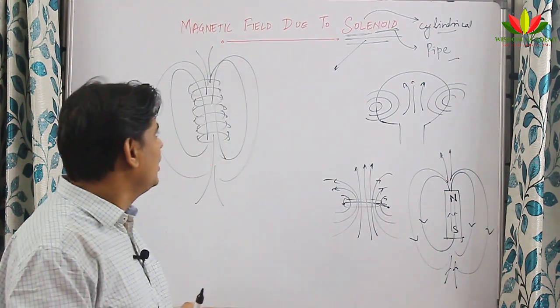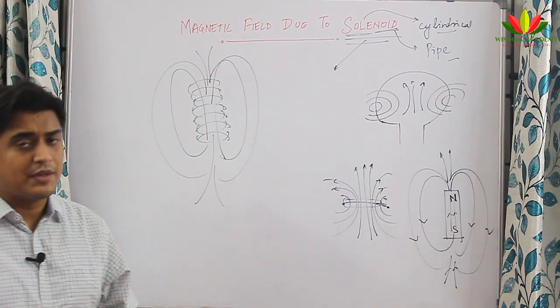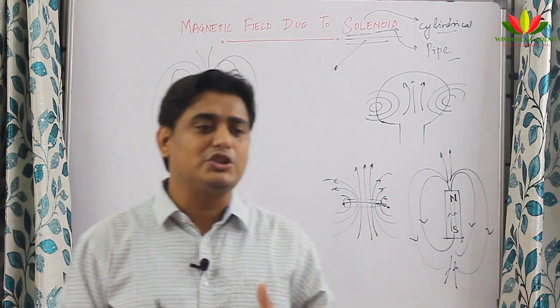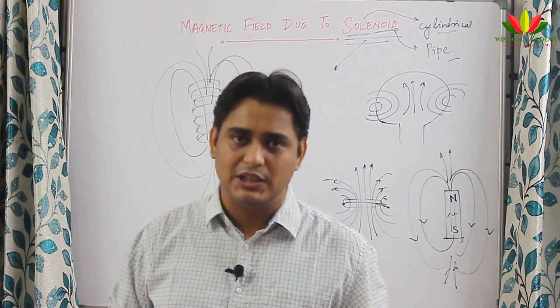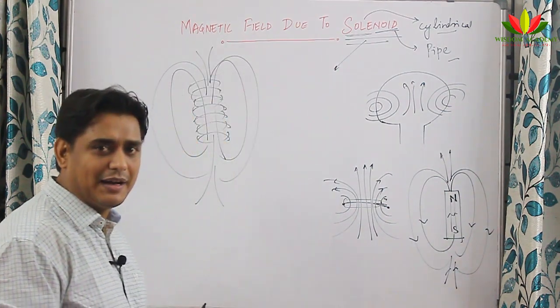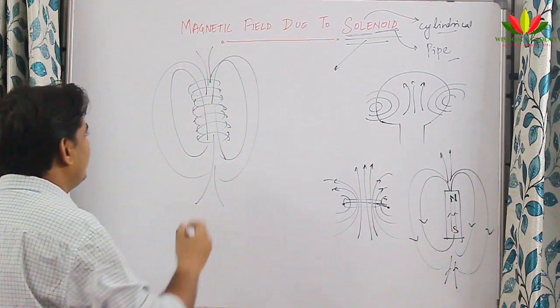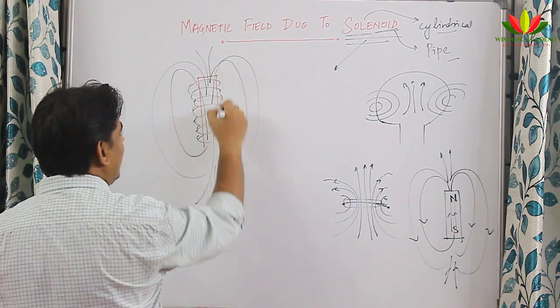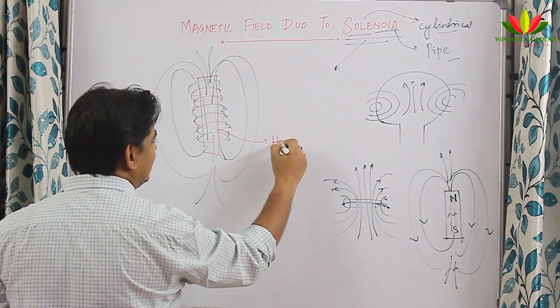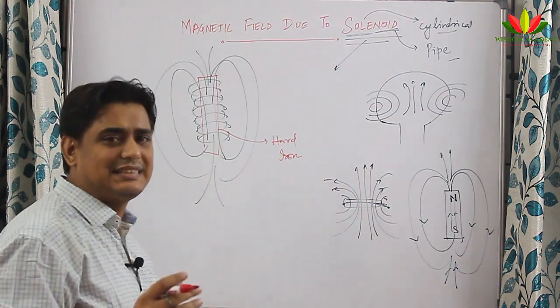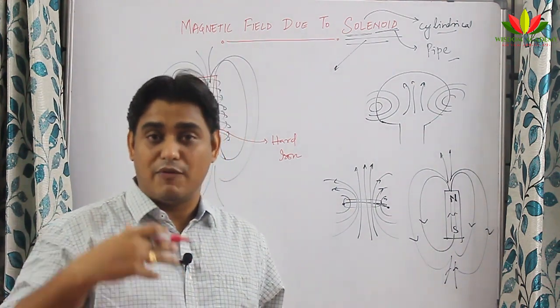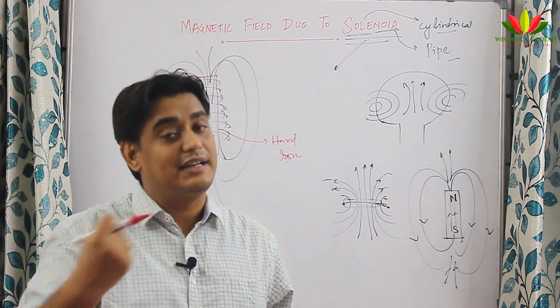Now let me talk to you, what are the uses of solenoid? Solenoid is much used if we want to magnetize some materials. So usually if you want to make permanent magnets, what we will do, we will keep one hard iron inside. Now what is this hard iron? It is a type of iron which gets magnetized. After getting magnetized, it will not get demagnetized so easily.